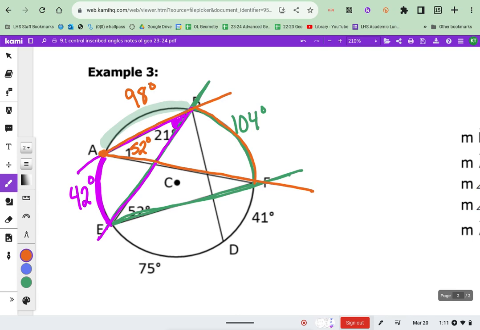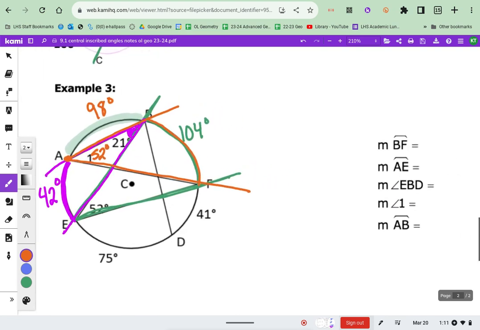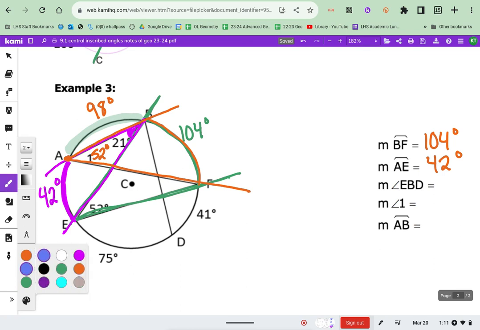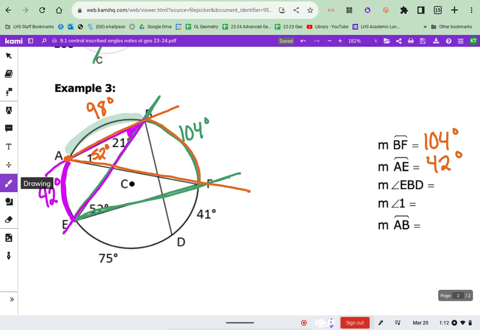Okay, so let's see if we have everything it's asking for. So let's see, BF is 104. AE we have marked as 42. Ooh, EBD. We actually don't have EBD yet.